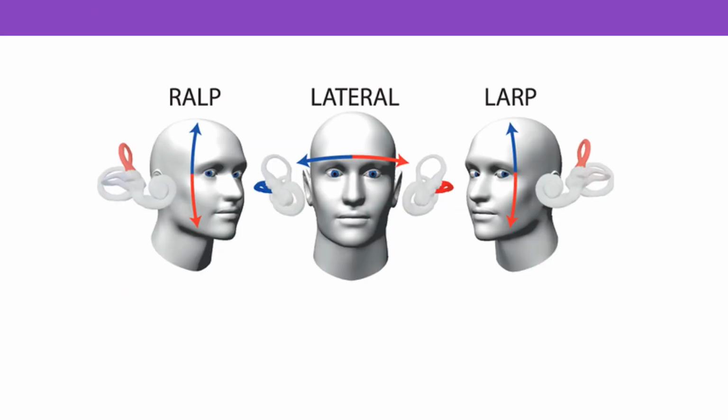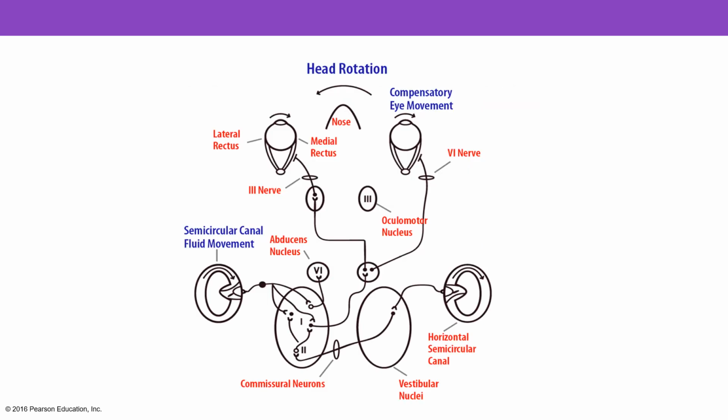There he is again. RELP and LARP, and then lateral. RELP, lateral, and LARP. Head rotation. So we've looked at this, so don't let it panic you too much. It's just kind of bringing it home for us here. So we see this head rotation here. Okay, so coming this way, there's the nose, here's the eyes, right? And so we could see lateral rectus, medial rectus muscle.